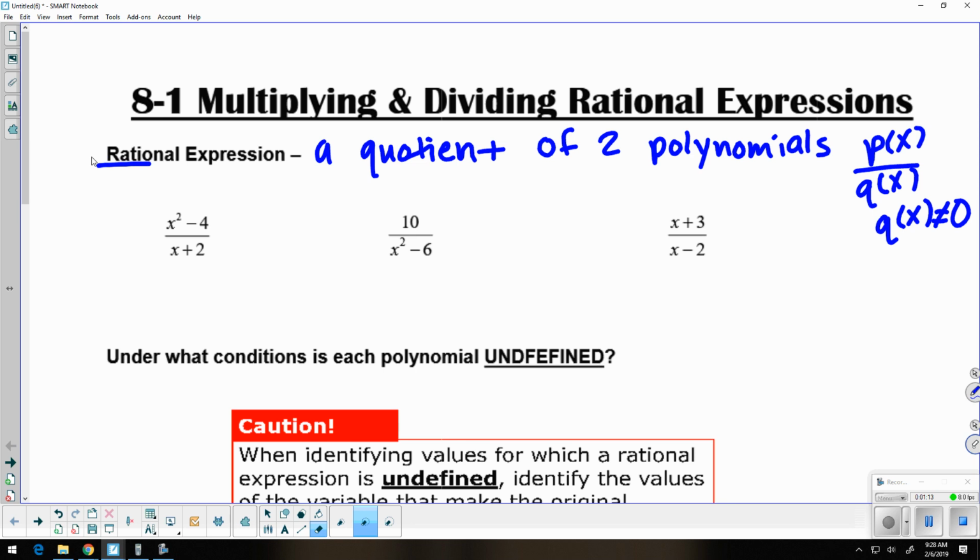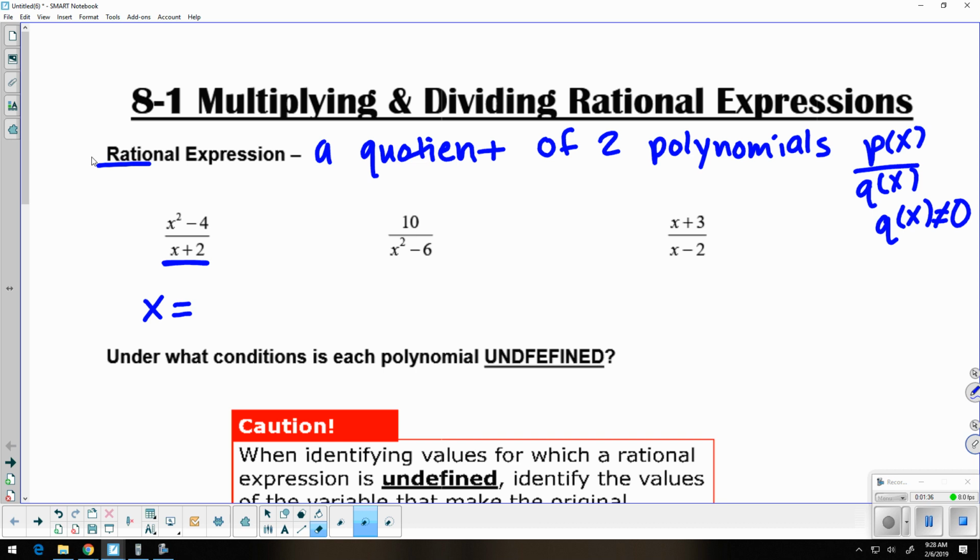Okay, the question underneath says, under what conditions is each expression undefined? So the question is basically, what makes 0 in my denominator? What value can x not be? There's one number x cannot be in this whole situation, because otherwise that will give me 0 in my denominator. We can't have 0 in the denominator. That's bad, it makes it undefined.